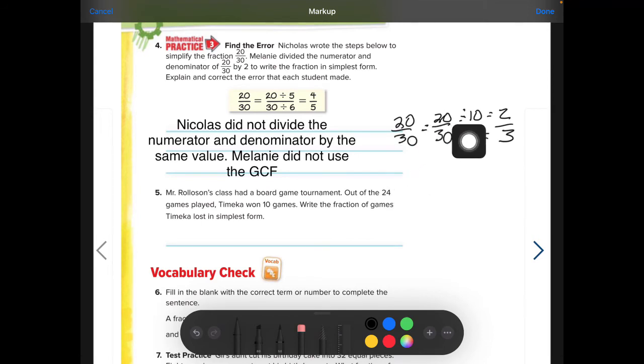So this is what they both should have done. 20 divided by 10 equals 2. 30 divided by 10 equals 3. The correct answer is 2 over 3, not 4 over 5.